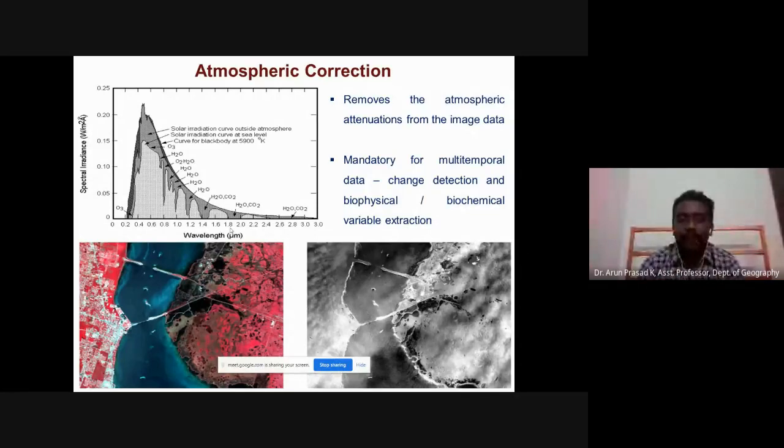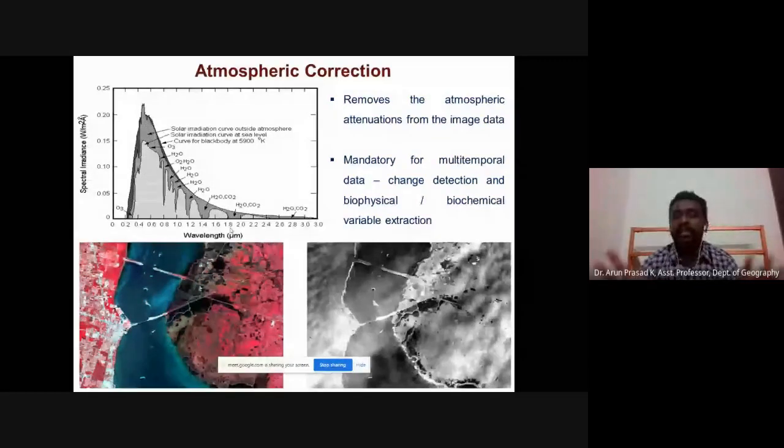But when you do the change detection analysis for the same location at different dates, say from 2000 to 2020, in 2000 how the location was, and in 2020 how the location is now, you need to do some land use land cover classification.